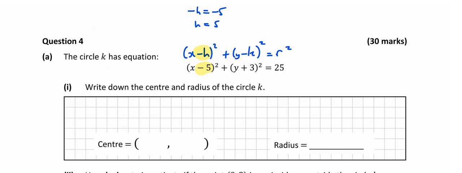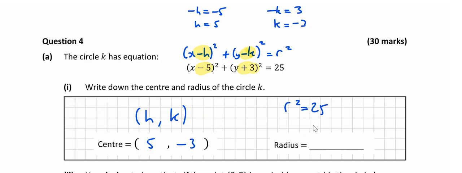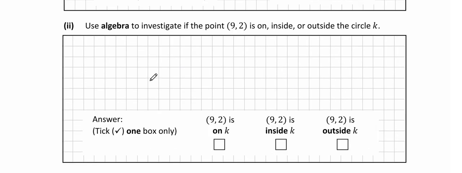And similarly over here on the other one, you've got plus 3 matching up with minus k. So minus k is equal to 3, multiplied by minus 1, k is minus 3. Of course your coordinate here is h before k for your centre, and that's going to be (5, −3). Your radius here, well, r² is equal to 25, so r is going to be equal to 5.